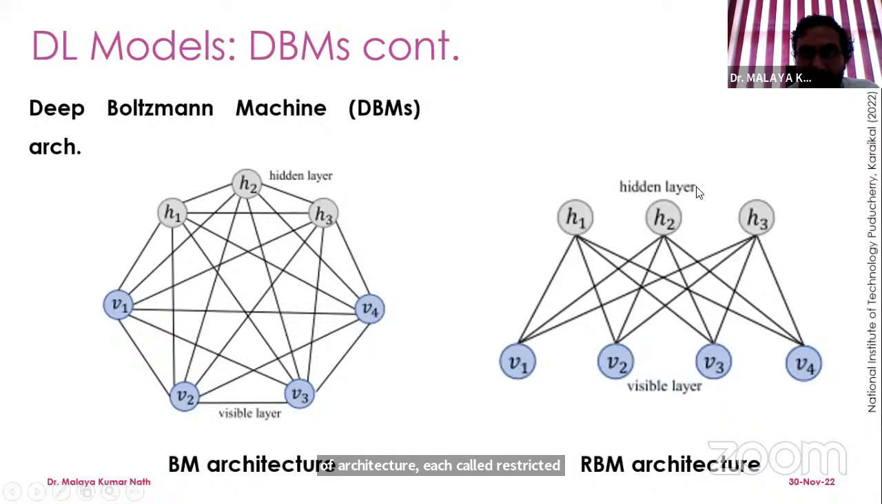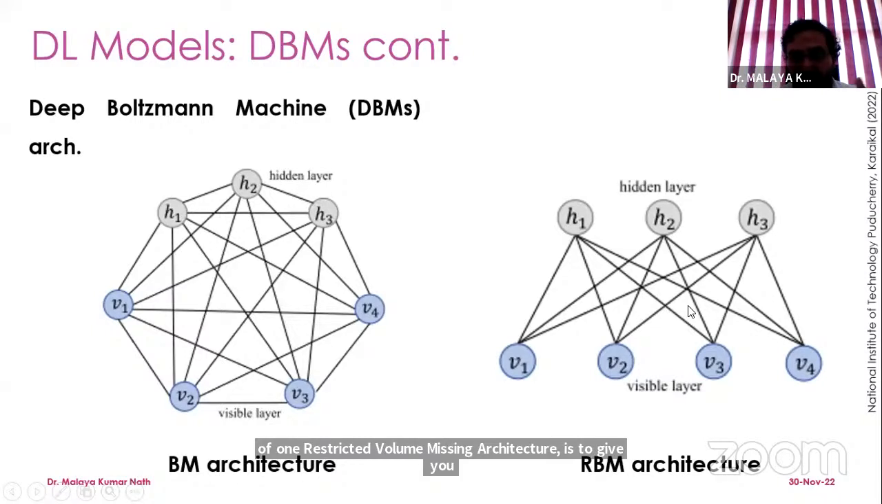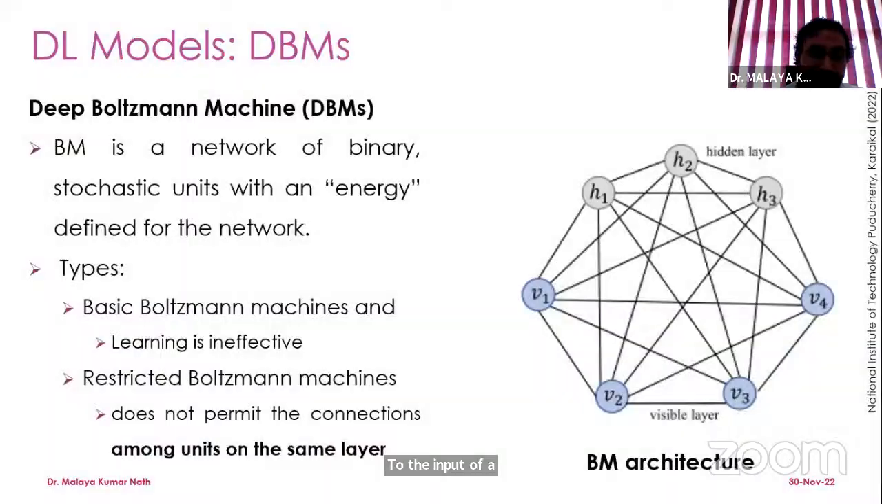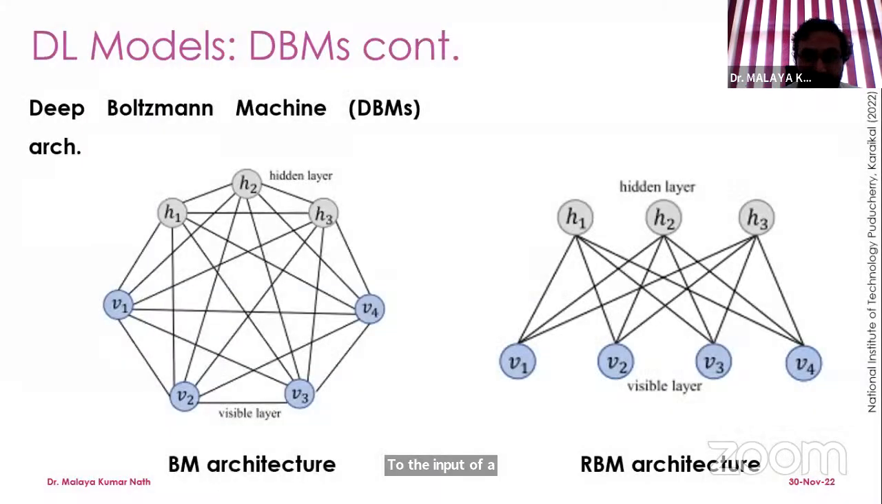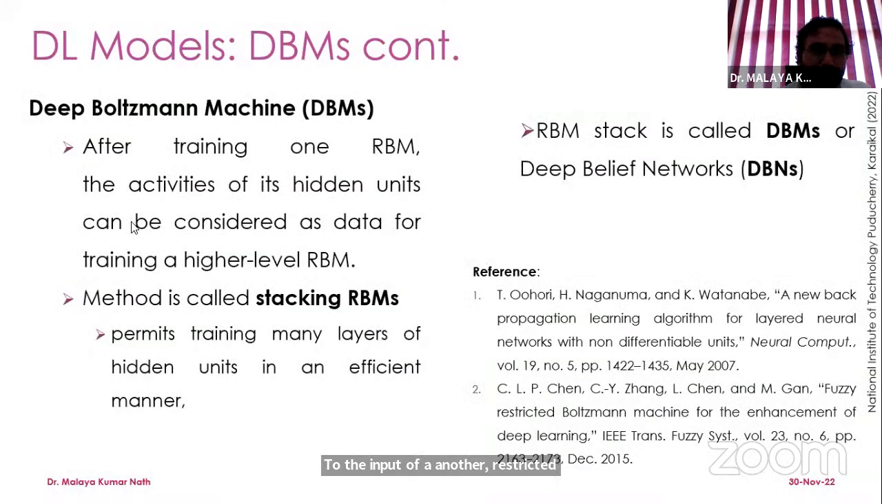This restricted Boltzmann machine architecture is very effective because the output of one restricted Boltzmann machine architecture is given to the input of another restricted Boltzmann machine architecture. So this gives rise to a deep Boltzmann machine architecture. What is this deep Boltzmann machine architecture?